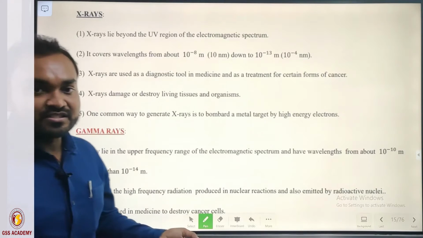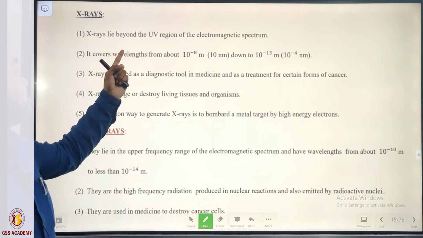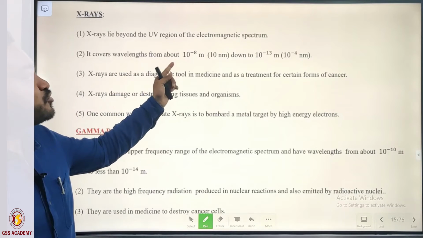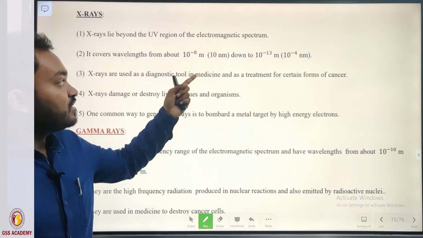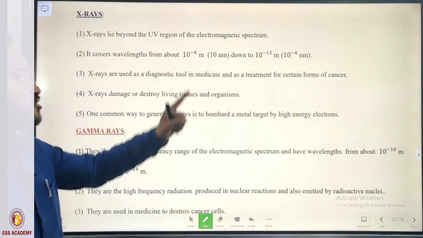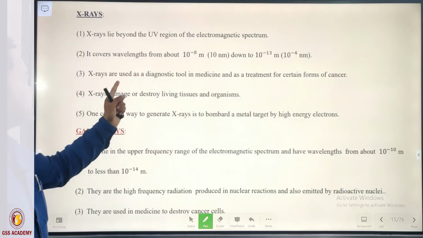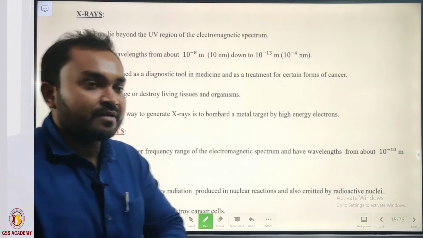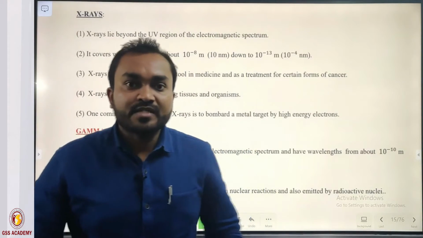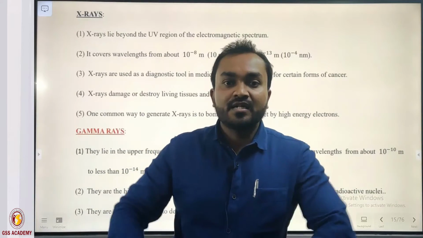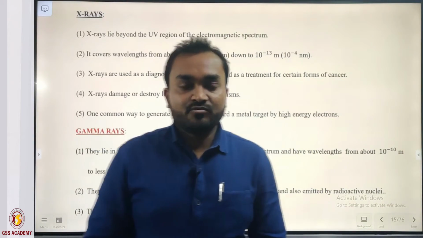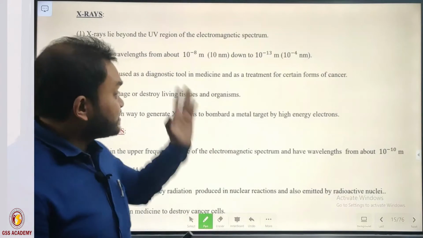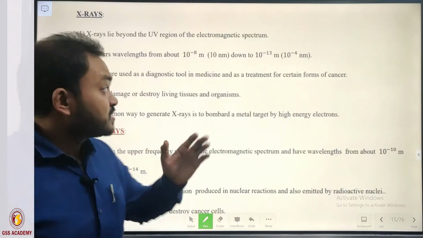Next your X-rays and gamma rays. Okay, X-rays lie beyond the UV region of the electromagnetic spectrum. It covers wavelength from about 10 to the power minus 8 meter, that is 10 nanometer, down to 10 to the minus 13 meter, that is 10 to the minus 4 nanometer. X-rays are used as a diagnostic tool in medicine. We all know, if your hand gets fractured, or you get hurt while playing football, you go to the doctor, and the doctor suggests you get an X-ray done, and then it will be known whether you have a fracture or not. So that is commonly used in this range.